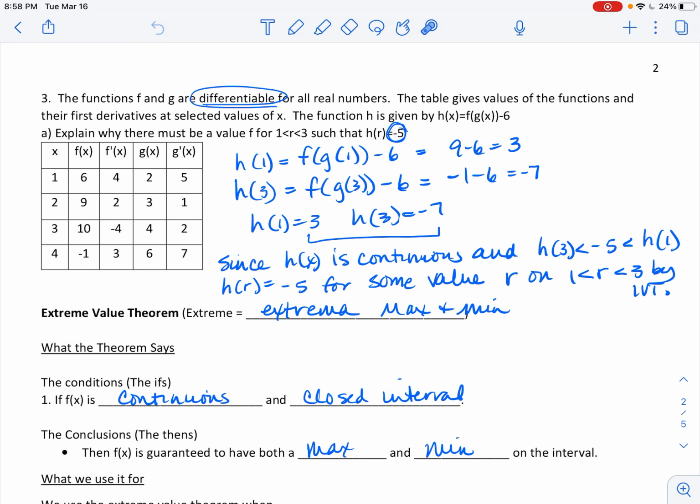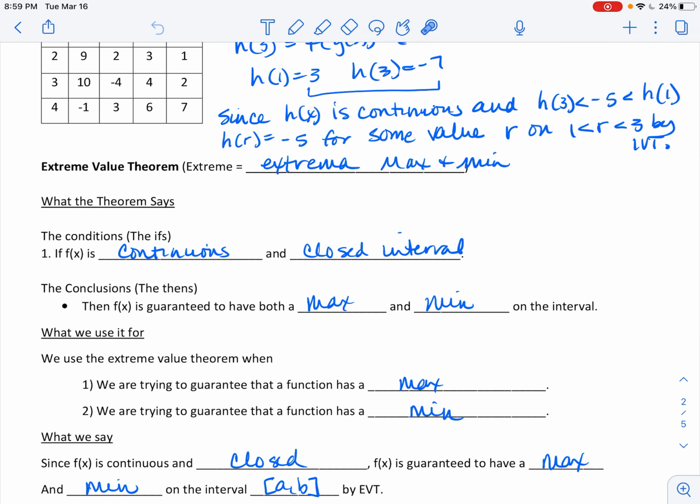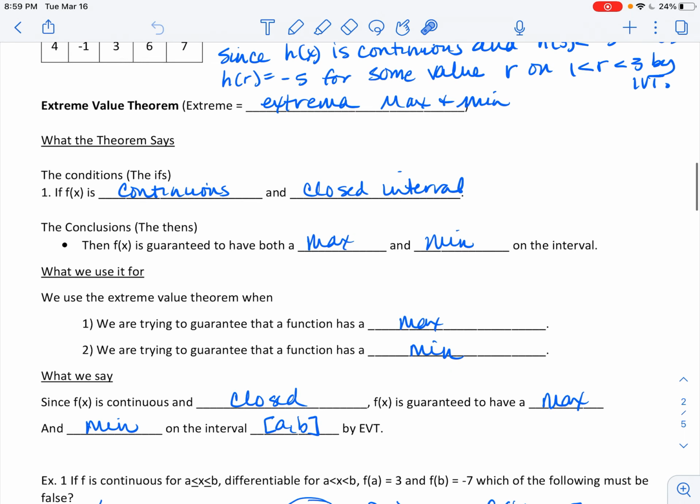H of r is equal to -5 for some value r on the interval from 1 to 3 by the IVT. Our next theorem is the extreme value theorem. When you see the word extreme, you want to think of extrema, max and minimums. So here are the conditions. You need to be continuous, and it needs to be a closed interval. Here are the conclusions. Then f of x is guaranteed to have both a max and minimum on that interval.